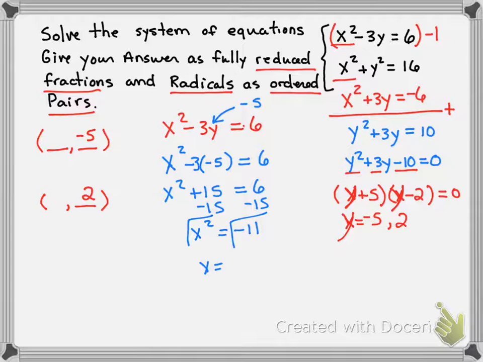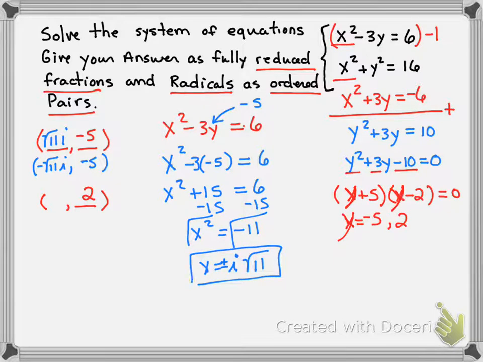X equals i, because of the negative, times square root of 11, plus or minus. So this means we're going to have square root of 11i and negative square root of 11i with that -5. So there's two different answers there because there was a plus and minus root here. Now I'm going to look at the other solution, 2.